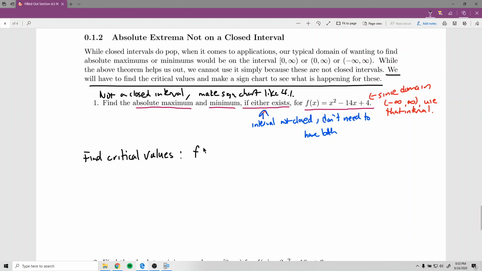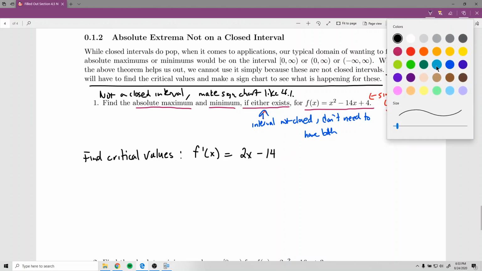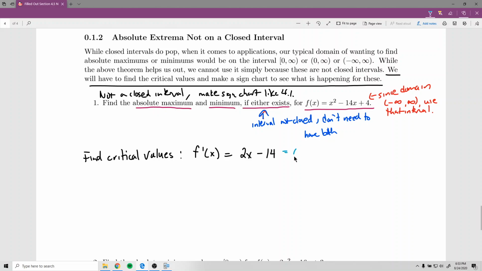Right, so the derivative f prime of x, derivative of x squared is 2x. The derivative of 14x is 14. The derivative of 4 is 0. We set that equal to 0 and solve it. We get 2x equals 14. And then we divide each side by the 2. And we get x equals 7.